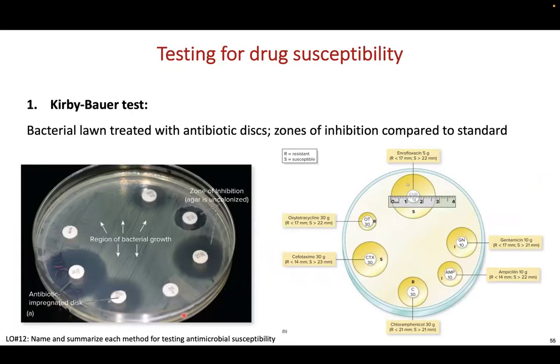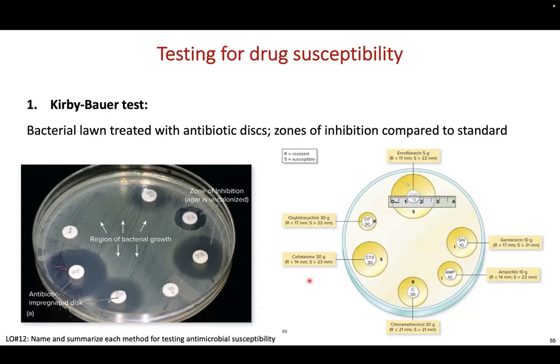So now we understand how antibiotic resistance happens and what the mechanisms are. But how do we actually test this in our lab spaces? To test antibiotic resistance susceptibility, the first test we want to talk about is the microbial test. You have a bacterial lawn, and on it you put antibiotic discs, and then you measure the zone of inhibition, comparing it to the standard.